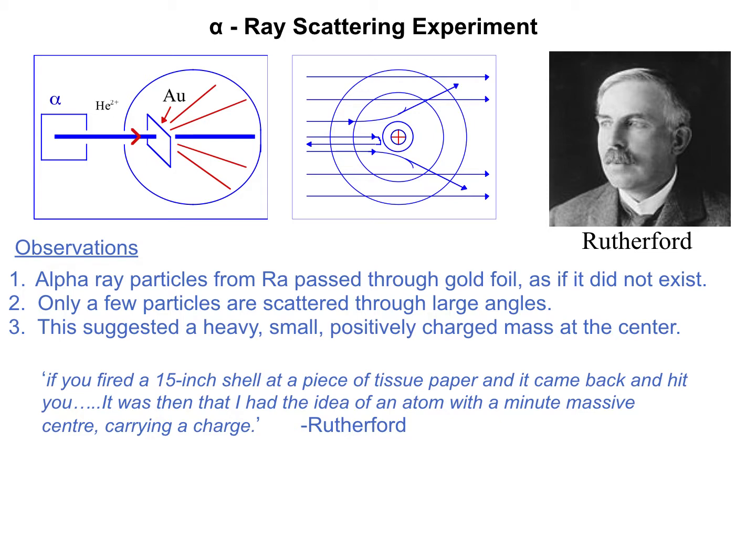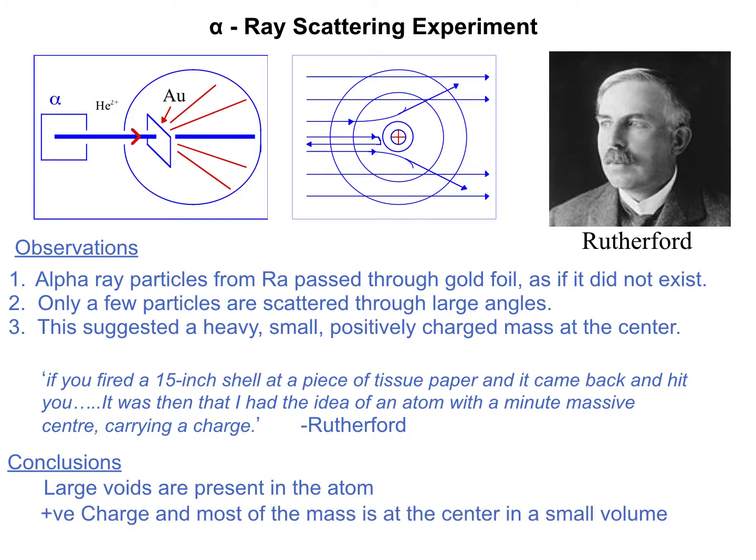So it's a wonderful experiment, beautifully done, and very well analyzed and concluded. And all that is correct. So the conclusions: there are large spaces in the atom occupied by nothing. So you ask, how can the atom have large voids? And the positive charge and most of the mass are at the center, in this small volume. Why does it have to be all the mass?